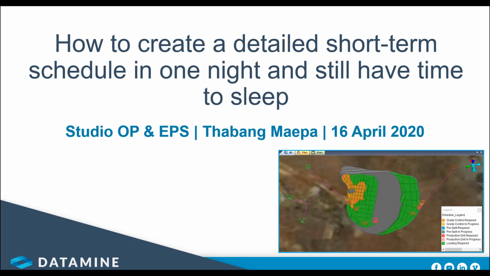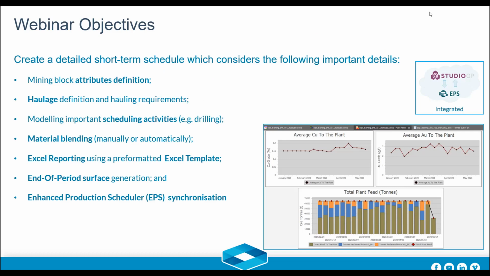So the most important question today is, what are we trying to achieve here? The aim of this webinar is to show you how you can create a detailed short-term schedule within a reasonable period of time. In order to achieve our main goal, I will show you how during the block creation process, you can define additional attributes or even update existing mining attributes if you have them.